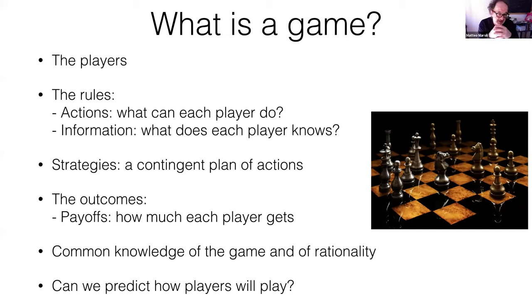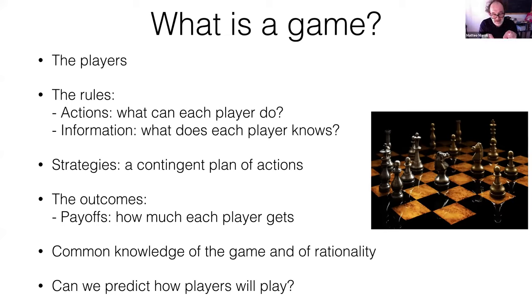And then what agents choose is actually strategies. And a strategy is a contingent plan of action. So for example, if you think about chess, players do not choose just actions independently at each time, but they follow a particular strategy, for example, for the openings. There are different codified strategies.